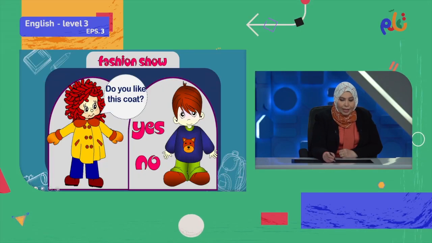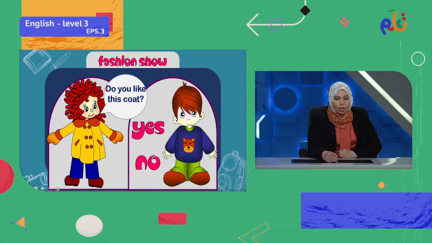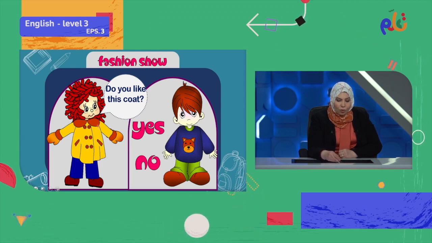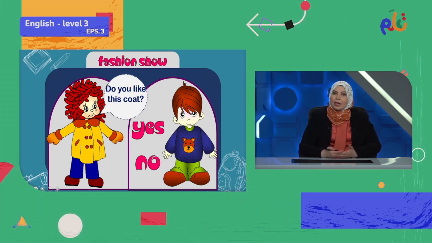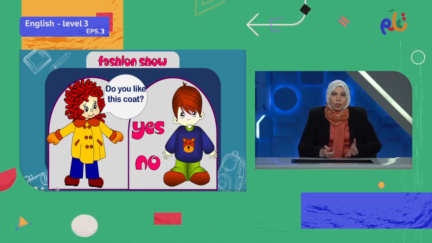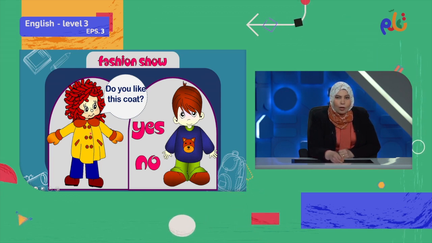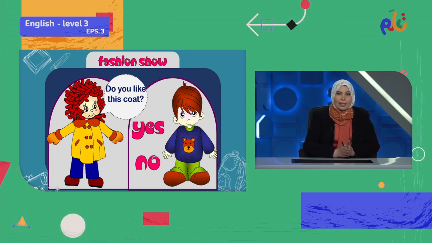Let's look again and see what the girl is saying and think, is she talking about something which is near or far? So the girl here is saying, do you like this coat? Do you like this coat? Why did she use this? Because she's wearing it, so it is close to her. So I used this for something that is near to me.